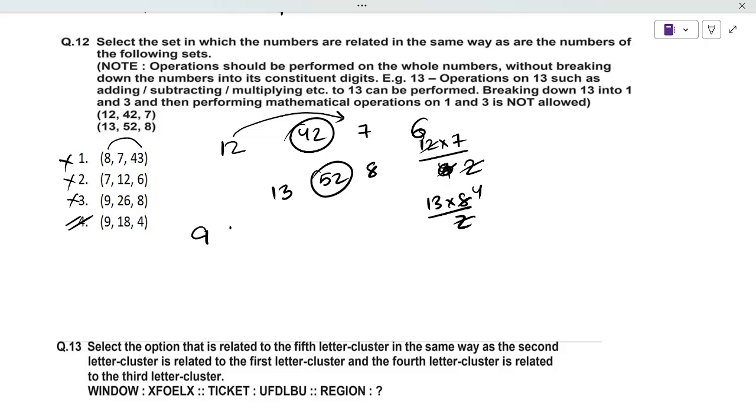Next, let's check. 9, 18 and 4. So 9 into 4 divided by 2. Yes, that's the answer. We're getting 18. So option 4 is the answer.